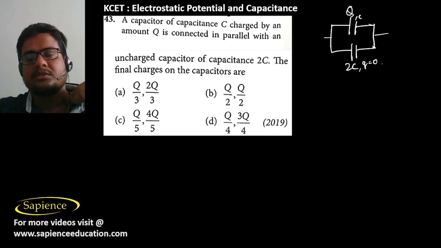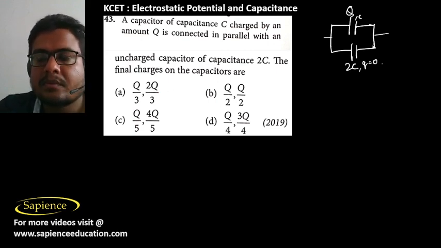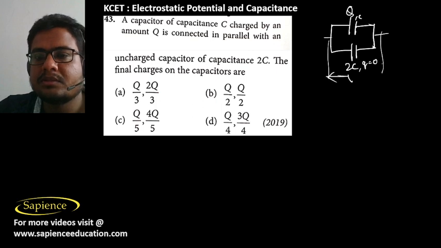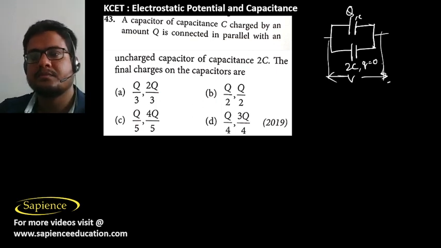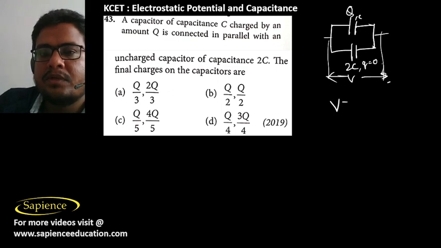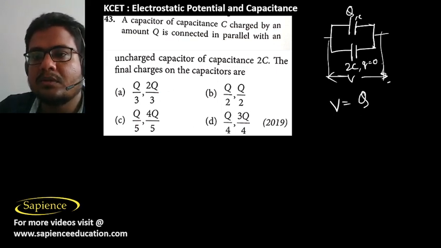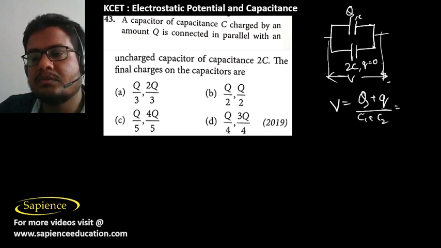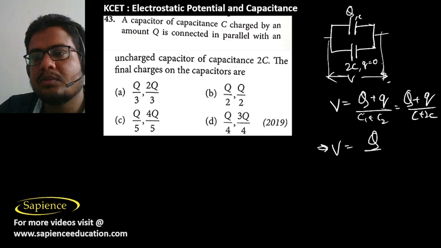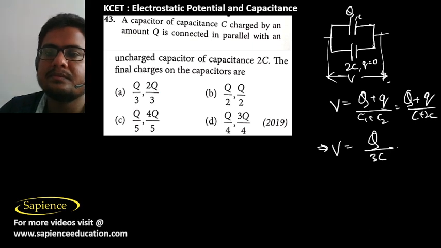here charge redistribution will take place so that the potential difference across them should be the same. So V will be equal to total charge Q by C1 plus C2. So that will be equal to Q by C plus 2C. V will be equal to Q by 3C.